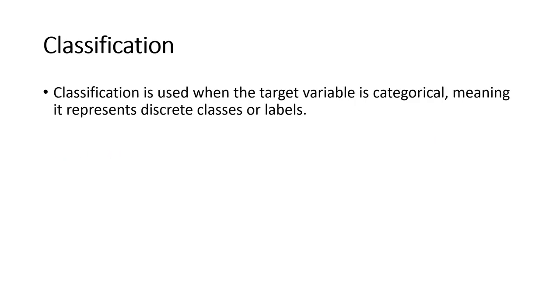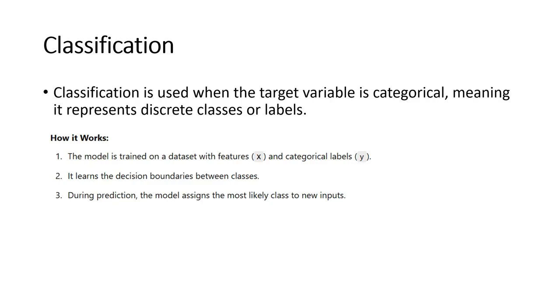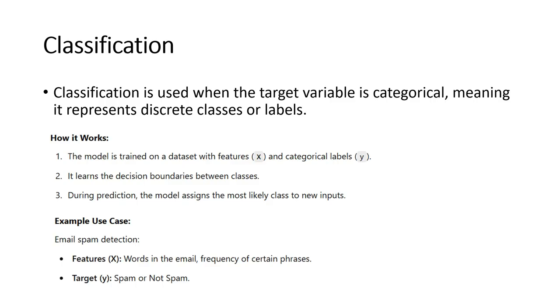Classification, as I already told, is used when the target variable is categorical, meaning it represents discrete class labels. The model is trained on a dataset X, and similarly the category labels are Y. It learns the decision boundaries between classes. During prediction, the model assigns the most likely class to new inputs.